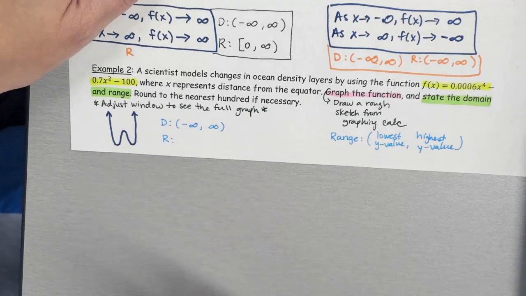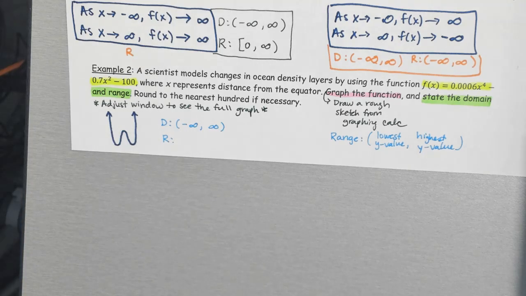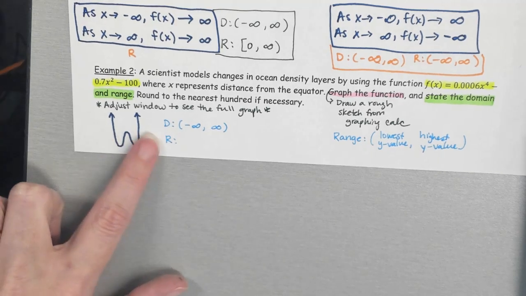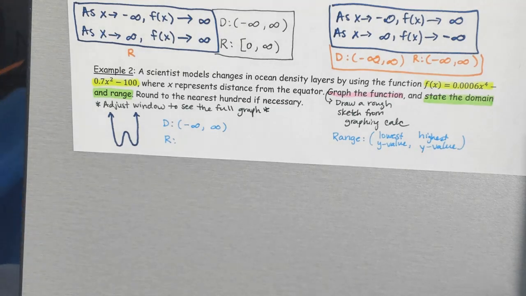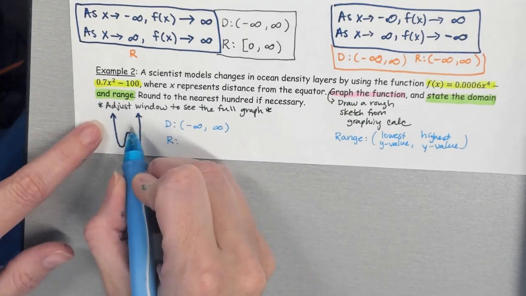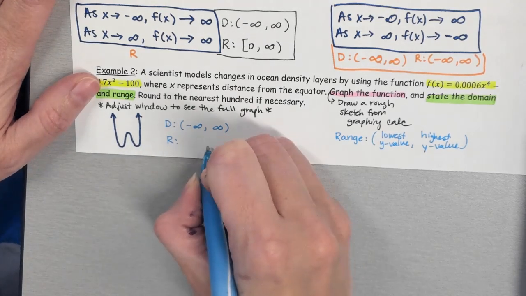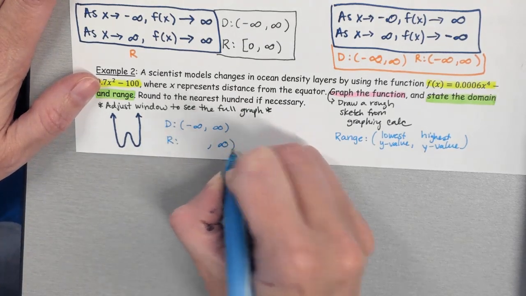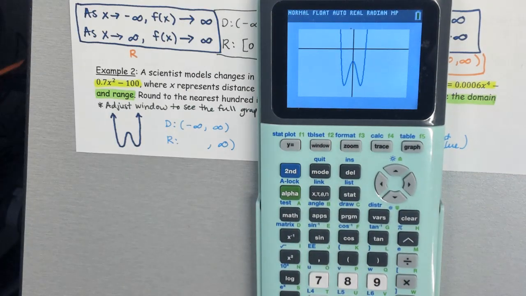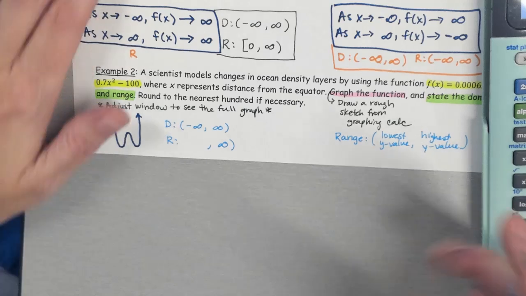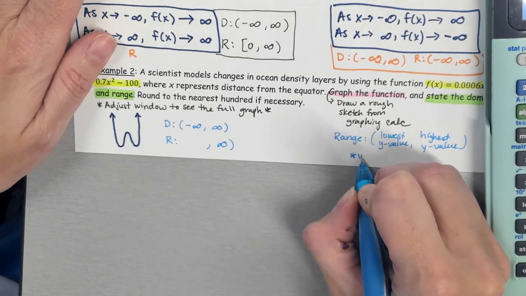Now, one of those is going to be infinity or negative infinity. So based on this, do we know the lowest or the highest? We know what the highest value is because it's going to infinity. So we can put in the infinity there. Now the lowest value is going to be this minimum. So what we're going to have to do for this one is we're going to have to use the minimum feature.